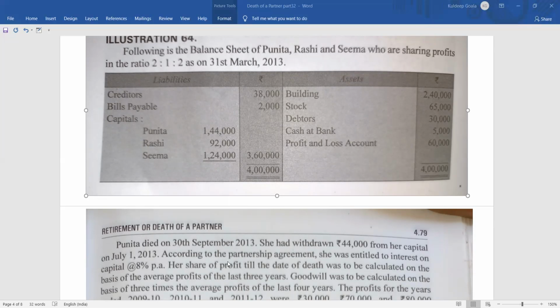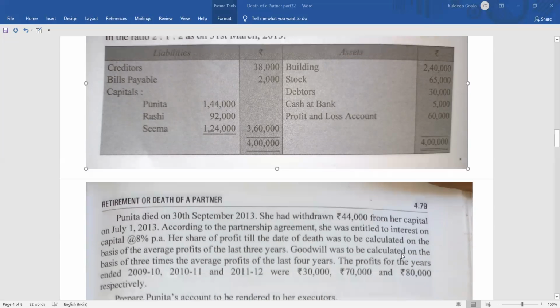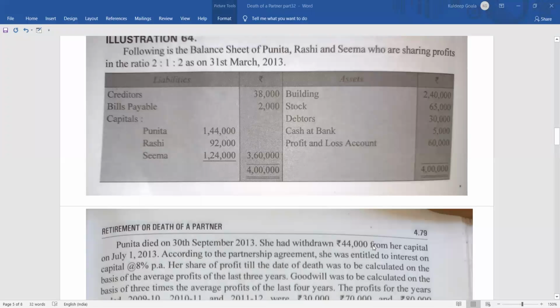According to the partnership agreement, she was entitled to interest on capital at the rate of 8%. One thing to understand here: she has withdrawn from her capital, which means it is a deduction of capital. It's not exactly the drawings we generally find. This 44,000 will be taken as a drawing, no doubt in that, but it is withdrawn directly from the capital.